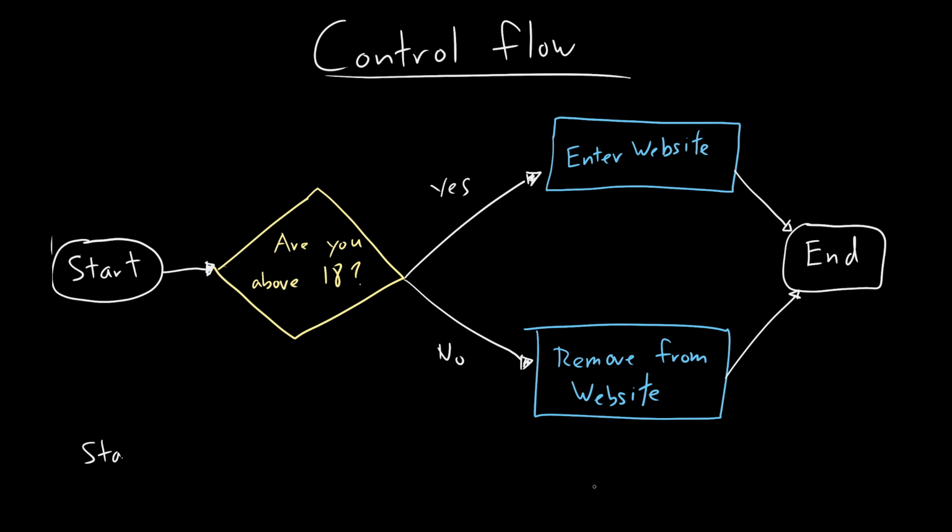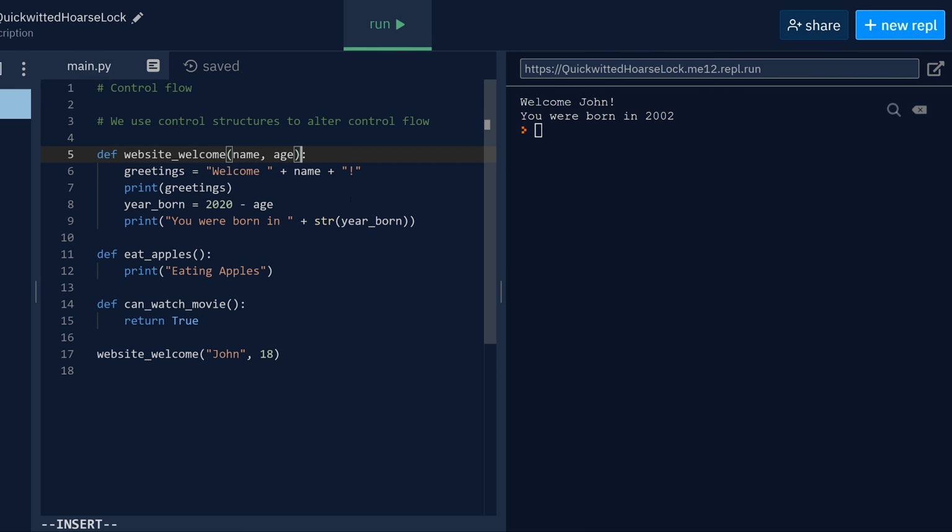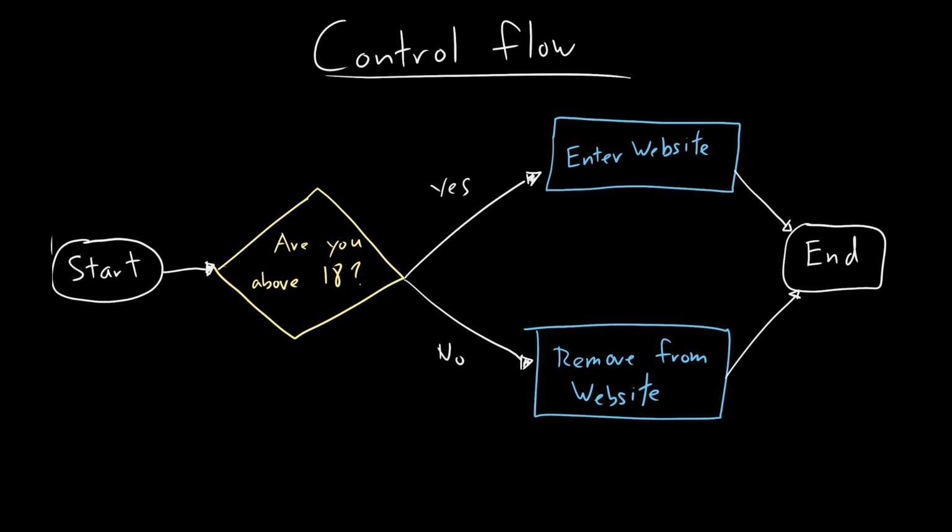We have certain words to tell the program to think about either going left or right. So let's take an example here, control flow. Are you 18? If yes, you enter the website. If no, you remove from website, and then that's pretty much it. Let's go back to our program. Let's change website welcome. Let's make this function to be the same as this control flow.